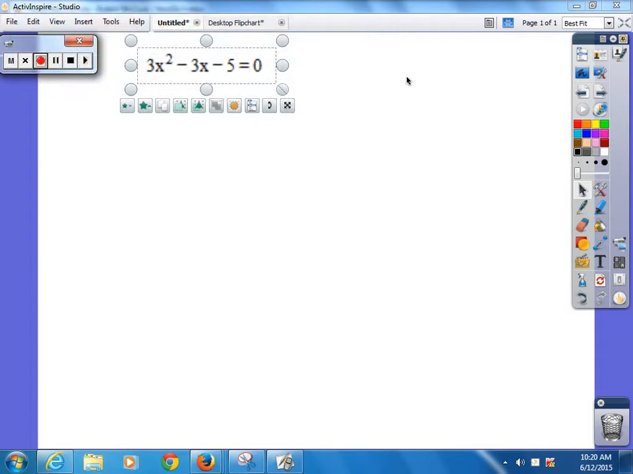All right, 3x squared minus 3x minus 5. Do we have x-intercepts? Yes. You already know that because what? The 5 is what? Positive. Positive.